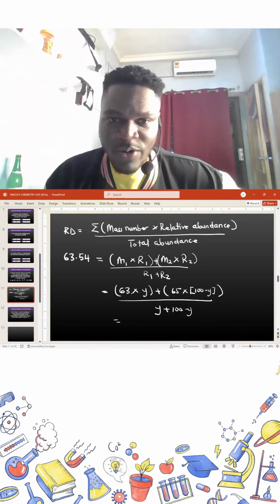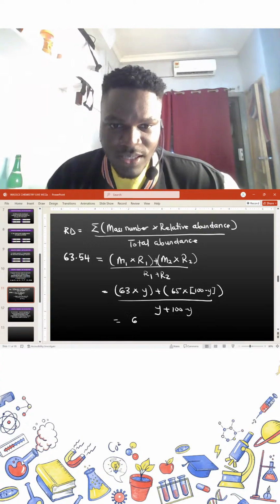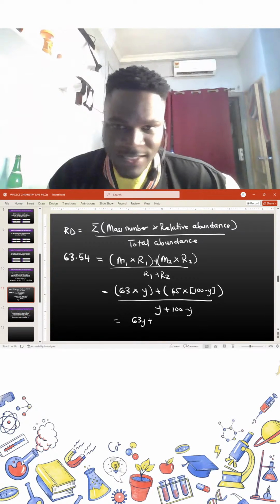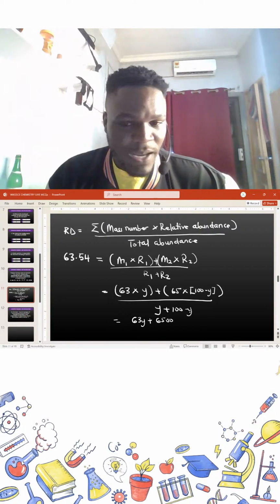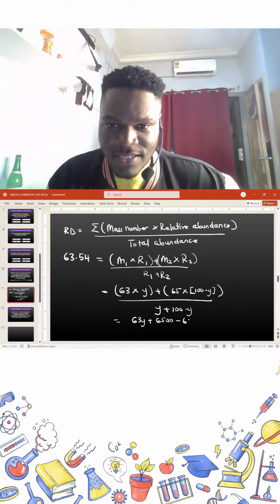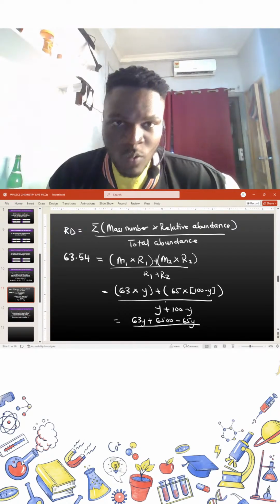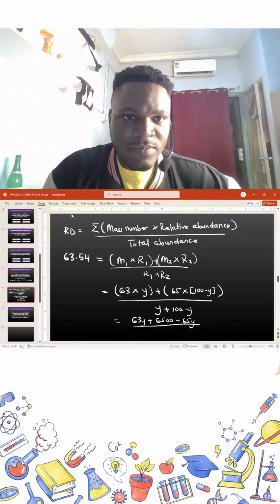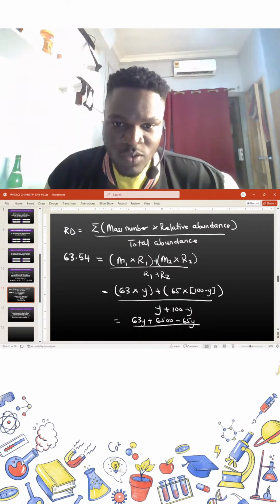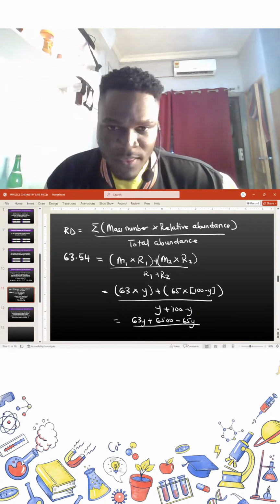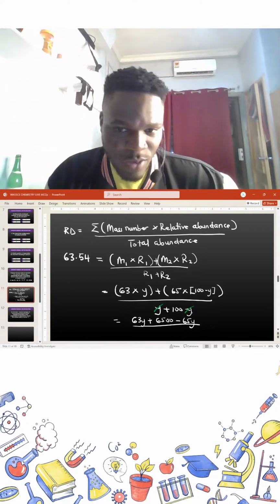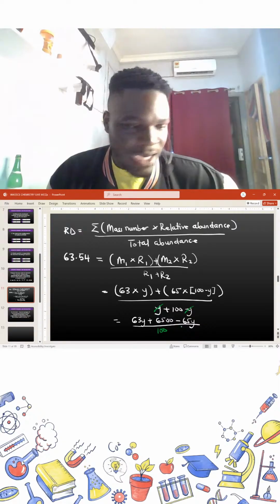So I have here 63 multiplied by Y. That will give me 63Y. Then plus, I have here 65 multiplied by 100. That will give me 6,500. Then 65 multiplied by negative Y will give me minus 65Y. Then all over the denominator, we have Y plus 100 minus Y. Now, the Y over here is positive, the Y over here is negative, so they will cancel each other out. So we are only left with 100 at the bottom.